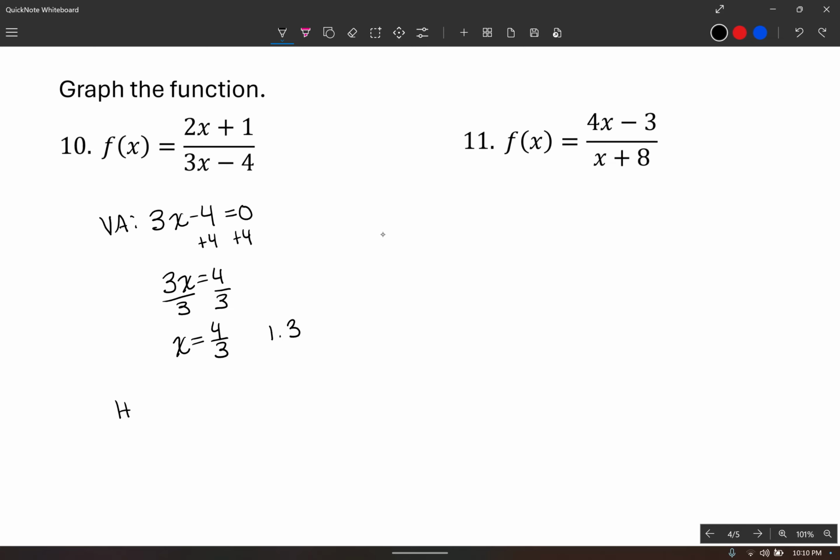My horizontal asymptote is going to come from looking at those degrees. So the degree on top is 1, the degree on bottom is 1. So I'm going to take the 2 and divide it by 3, so y equals 2/3. Again, if you want the decimal for that, that's 0.7. And then something that we haven't talked about yet is how you can get one other piece of information from this. All right, I can get my x-intercepts.